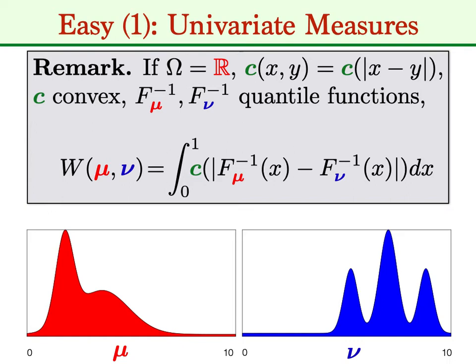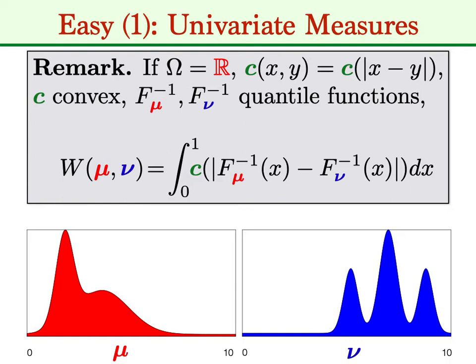And if that cost is convex, optimal transport is essentially about quantile functions of the distributions. It essentially says, if you're computing optimal transport between two densities, just look at their quantile functions and then integrate the difference in those quantile functions. So if all of this sounds a bit abstract, look at the bottom. We have two distributions that are supported between 0 and 10.